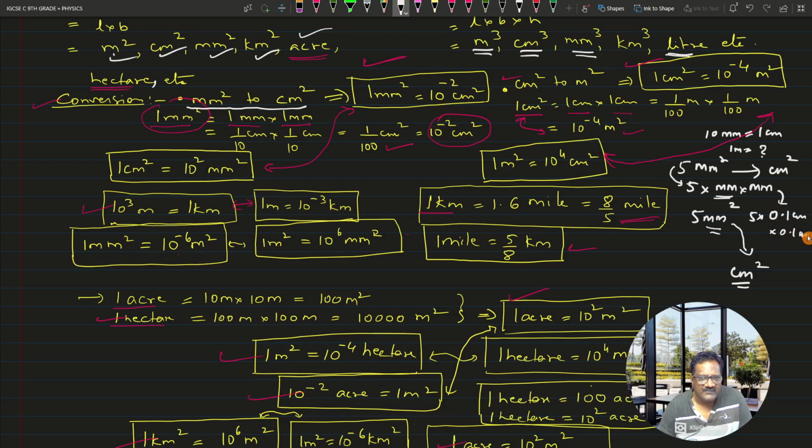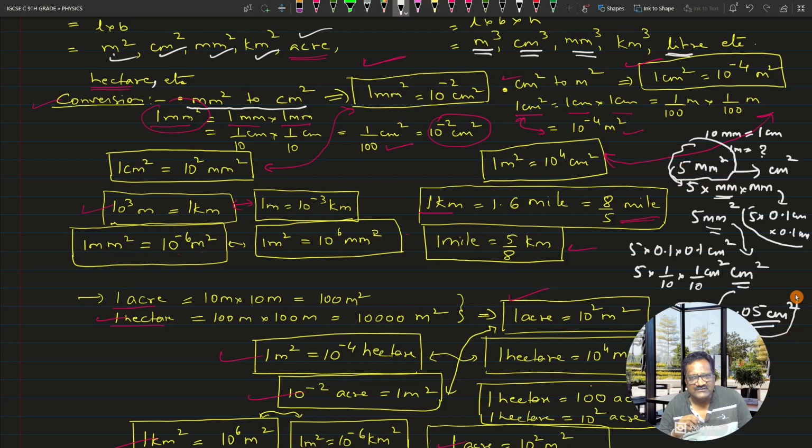Got it? So my answer in centimeter square will be 5 into 0.1 into 0.1 centimeter square. Now to make the calculation easy, I'll write 0.1 as 1 upon 10, and this also as 1 upon 10. So the unit will be centimeter square. Now 5 into 1 upon 10 into 1 upon 10 can be written as 5 upon 100, which is nothing but 0.05. So 0.05 centimeter square is my conversion value. Got it? So 5 millimeter square is nothing but 0.05 centimeter square.